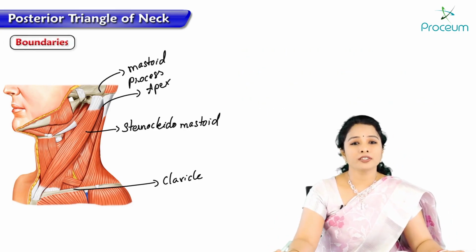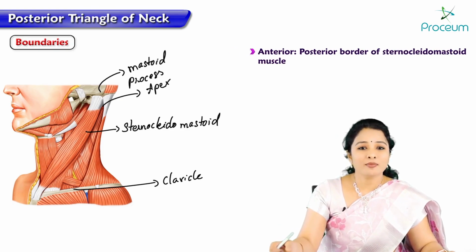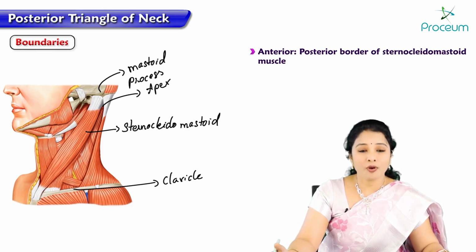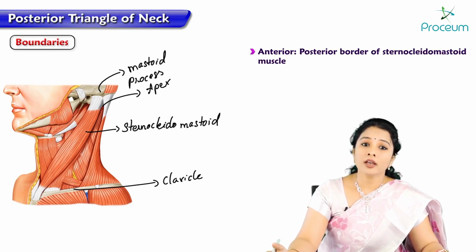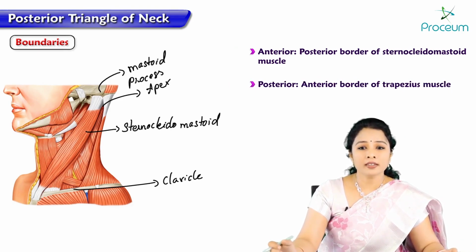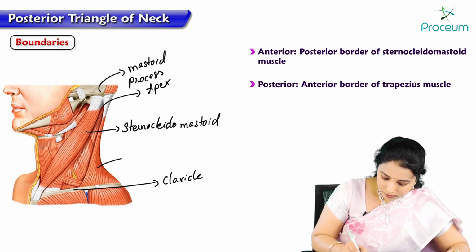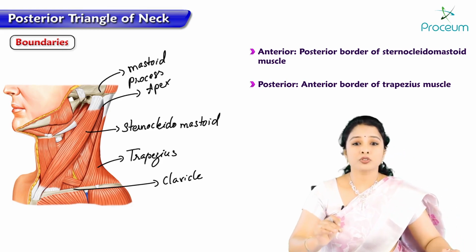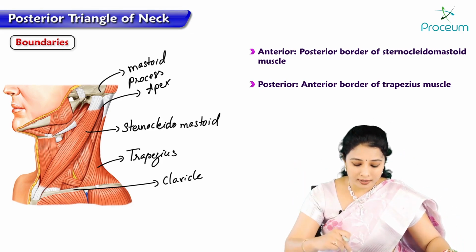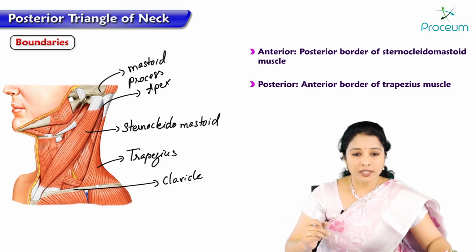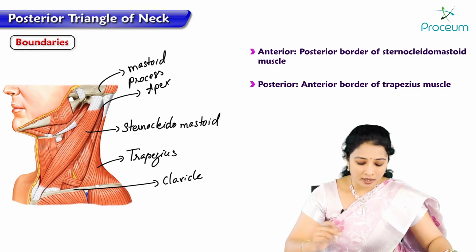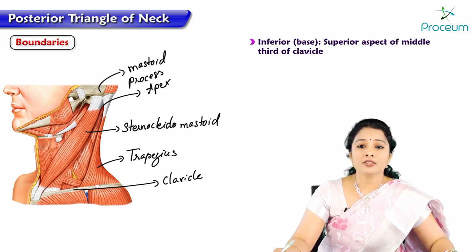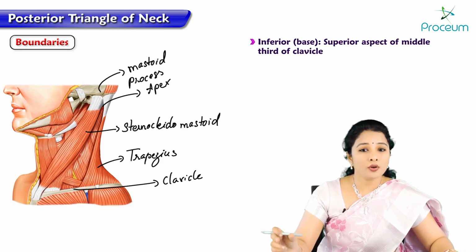So let's talk about the boundaries of posterior triangle. Anteriorly, it is bounded by posterior border of sternocleidomastoid. So we can see here, anteriorly it is formed by the posterior border of sternocleidomastoid and posteriorly it is by the trapezius muscle. The most superficial muscle on back of the neck is the trapezius muscle. So posteriorly, anterior border of trapezius bounds the posterior triangle and inferiorly, that is the base, is formed by the superior aspect of middle third of the clavicle.